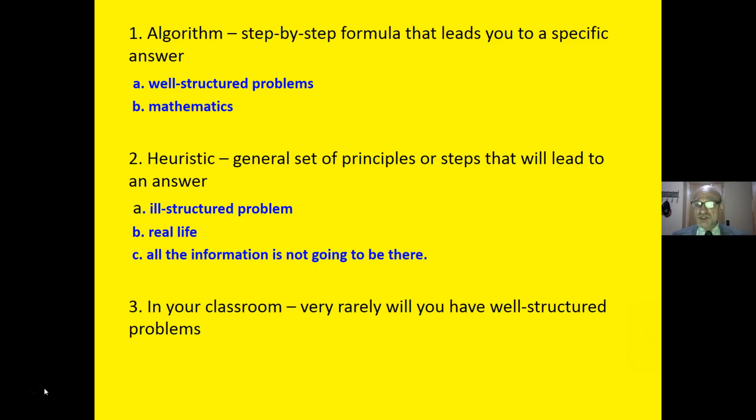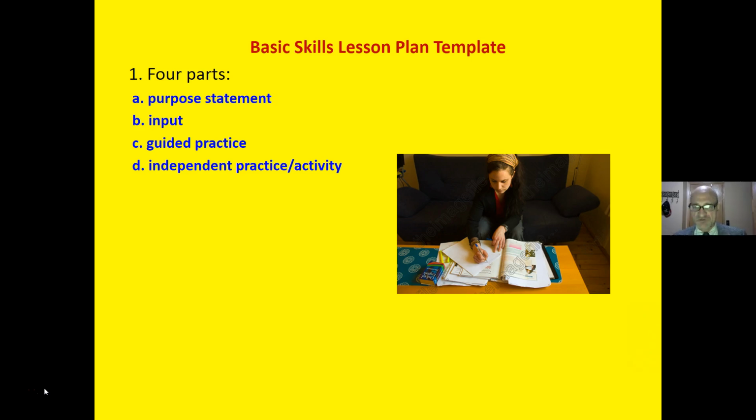All the information is not going to be there. In your classrooms, very rarely will you have well-structured problems, a "now do this" situation. Very, very rarely. And I know your students and teachers are looking for specific answers. What do I do when this happens? Very rarely will you have an algorithmic answer. They're heuristic types of answers.